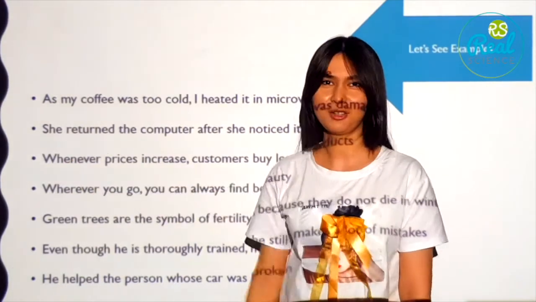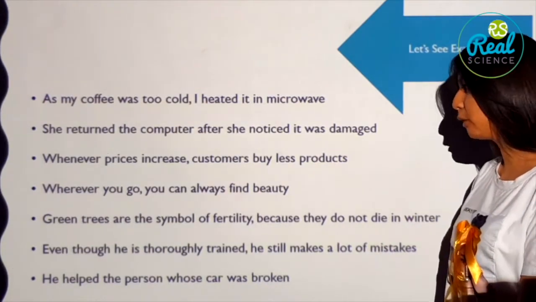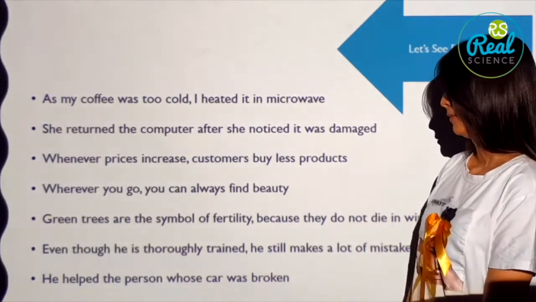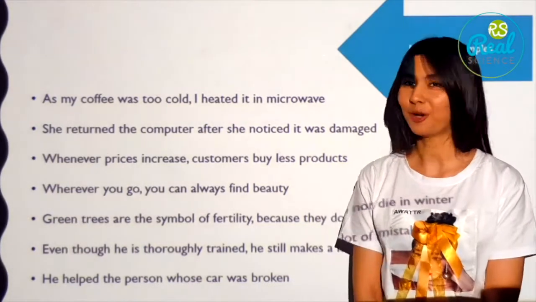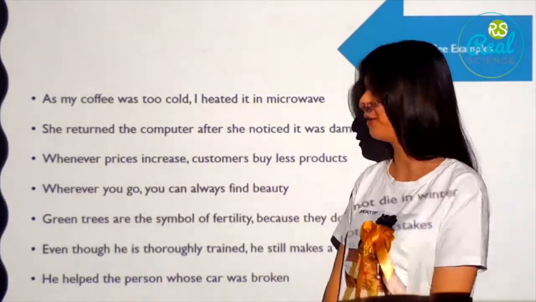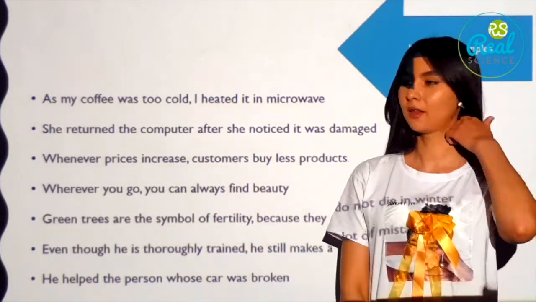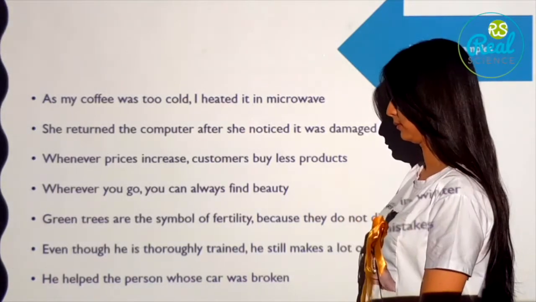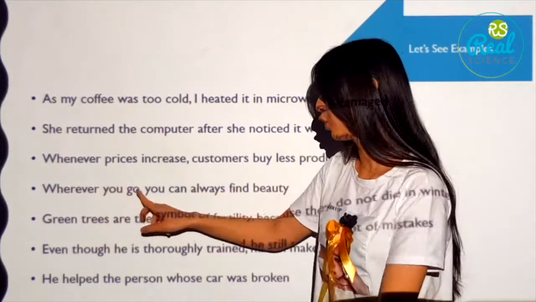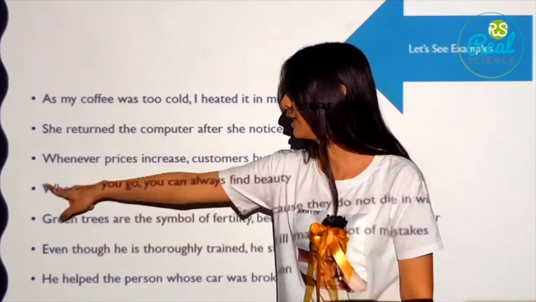Third one. Okay, Daniel, can you read? Whenever prices increase, customers buy less products. Which one is dependent, and which one is independent? Whenever prices increase is dependent, customers buy less products is independent. Good job, thank you. So here we have the conjunction whenever. This is the third conjunction. Now look at the next one, wherever. Wherever you go, you can always find beauty. Which one is dependent? Yes, good job. You can always find beauty is an independent clause, so the meaning is very understandable. Wherever you go, here the actual sentence is not completed. That's why this is a dependent, sorry, a subordinate clause. And here we have the conjunction wherever, okay?